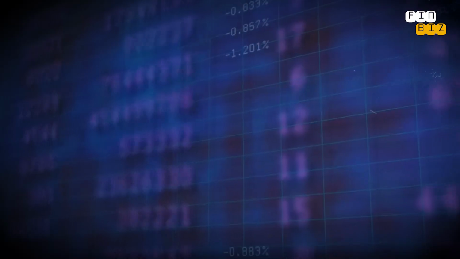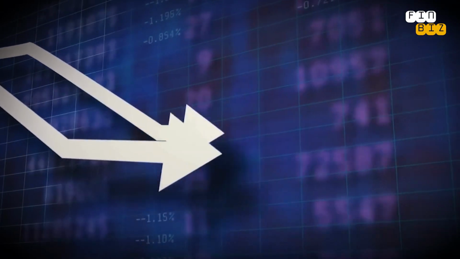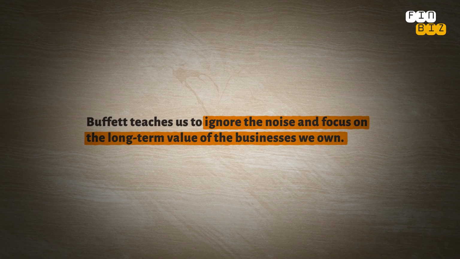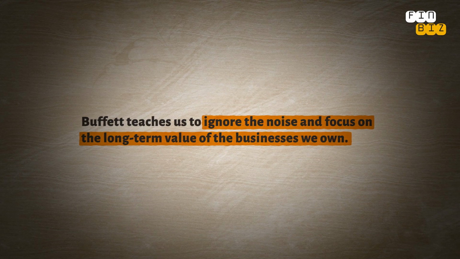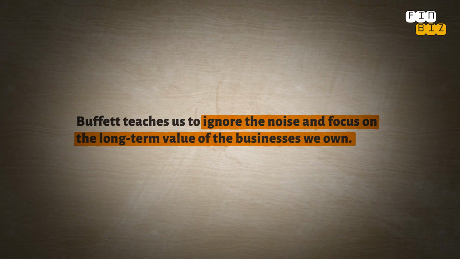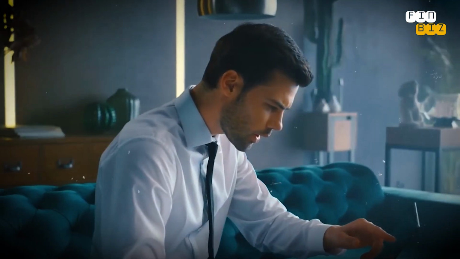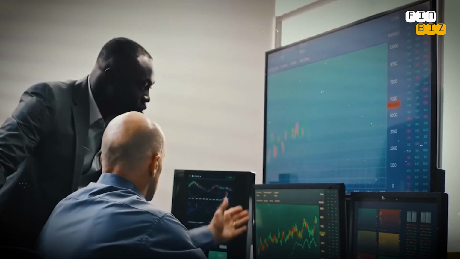The key takeaway here is patience and discipline. Instead of constantly checking the stock price or reacting to every bit of market news, Buffett teaches us to ignore the noise and focus on the long-term value of the businesses we own. By doing so, you allow your $10,000 to grow into millions, just like Buffett did, by sticking with quality companies and letting time do the work.